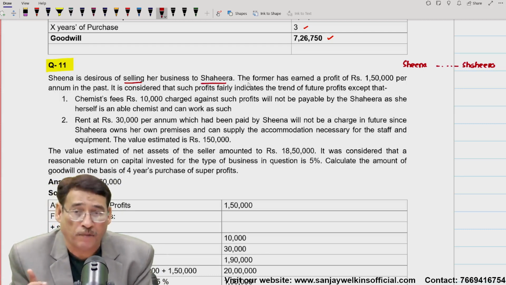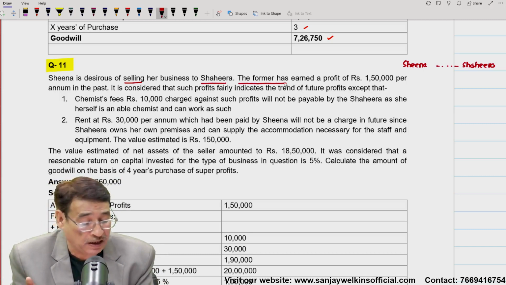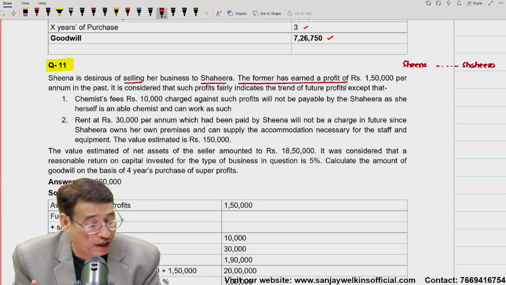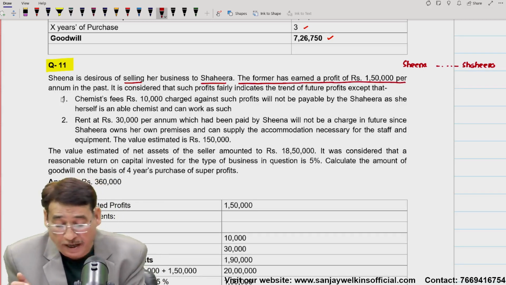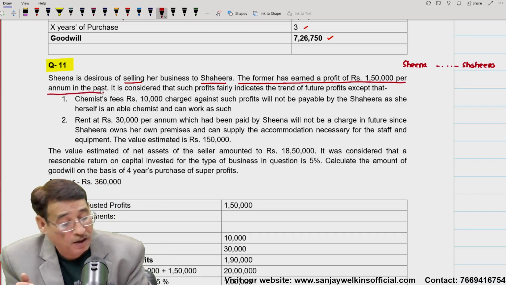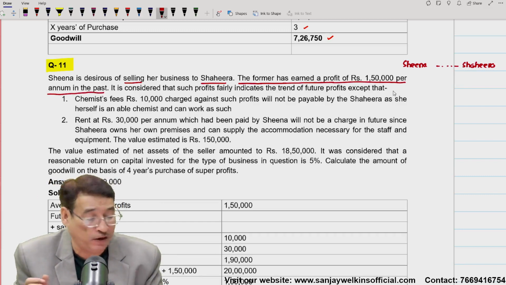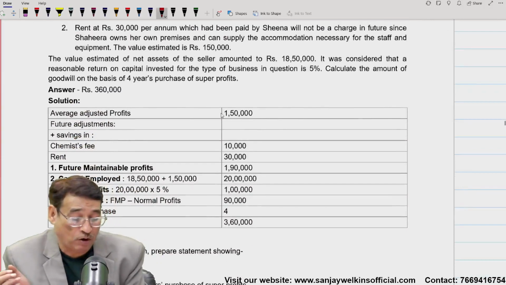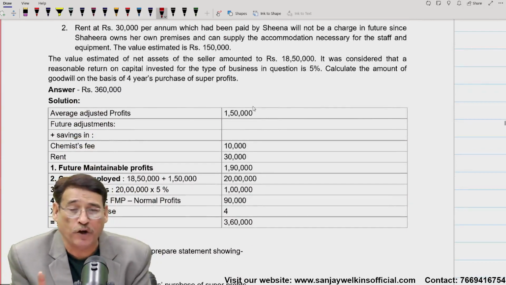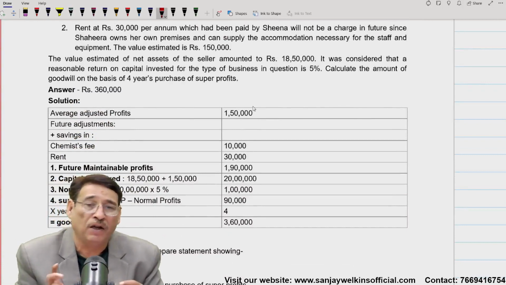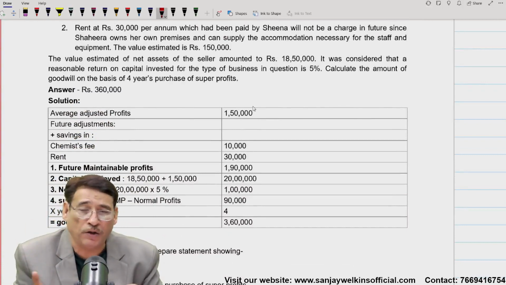Now the present owner, Sheena, tells the purchaser that she has earned a profit of 1,50,000 per annum in the past. So that means we are already given the average adjusted profit, because normally we take the total profits, then we add abnormal losses and abnormal gains, and then we get total adjusted profit, correct? And then we divide it by the number of years to arrive at the average adjusted profit.